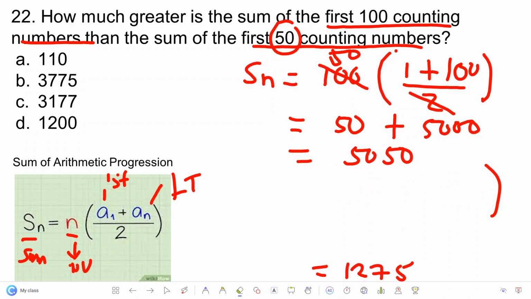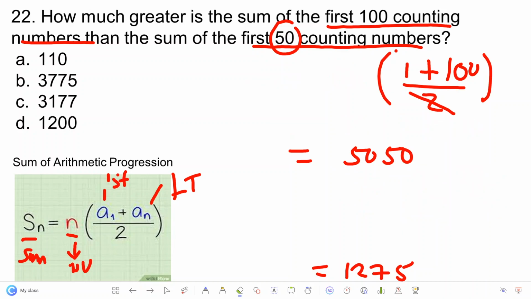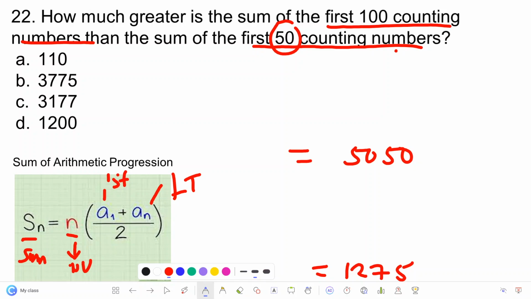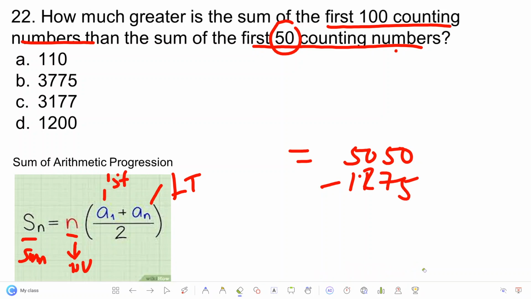Ngayon, ang tanong, gaano daw ba mas malaki ang sum ng first 100 counting numbers kaysa sa sum ng first 50 counting numbers? So, ang gagawin natin ay subtract lang natin ang 5,050 minus 1,275. Okay? Para makuha natin ang kanilang difference.